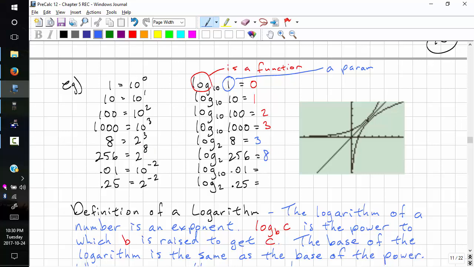Does it work with decimals? Yes. 10 to the power of negative 2 is 0.01. Log base 10 of 0.01 is negative 2. And 0.25 equals 2 to the power of negative 2. So log base 2 of 0.25 is negative 2.